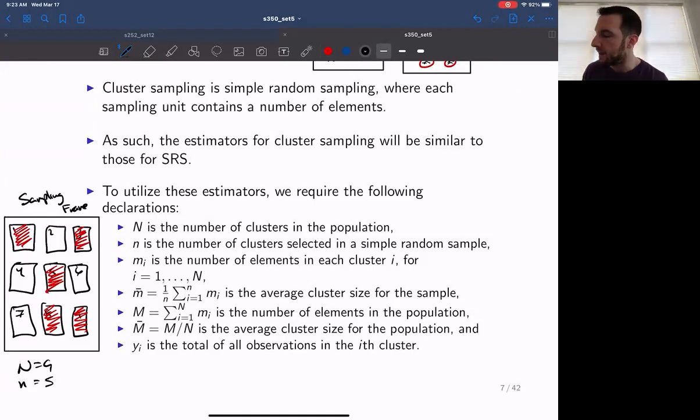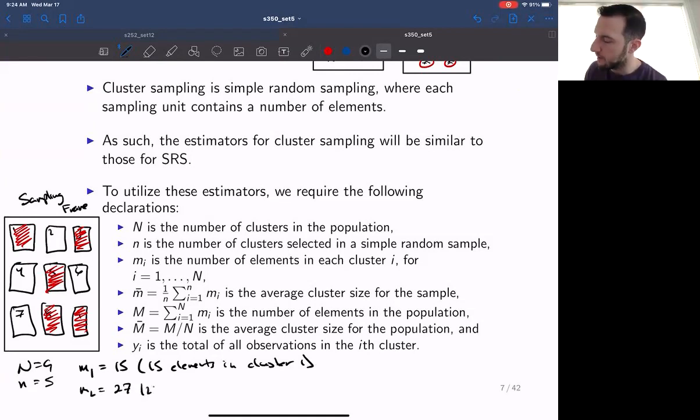Little m underscore i is the number of elements in each cluster. So little m i is the cluster size. What we would be saying here, for example, would be something like m1 equals 15. So that would mean 15 elements in cluster 1, right? And then maybe we had m2 is equal to 27. That would mean 27 elements in cluster 2, right? So capital M, I'm just going slightly out of order for a moment here.